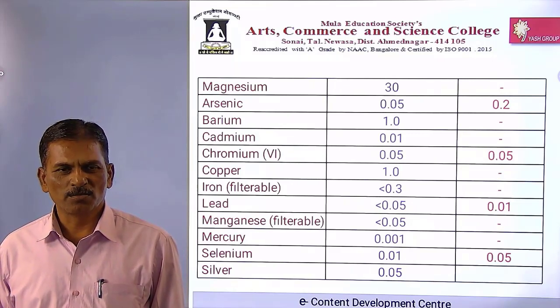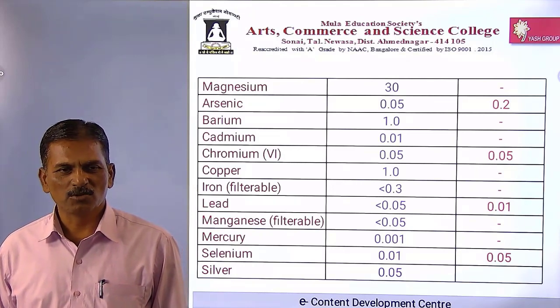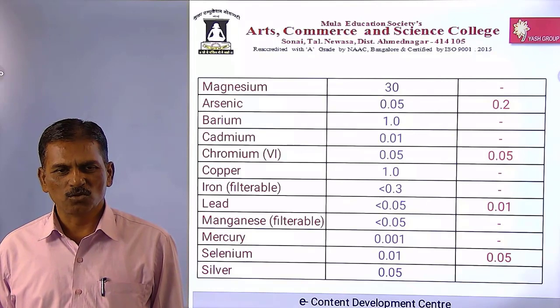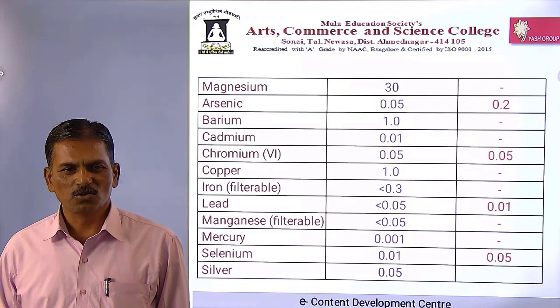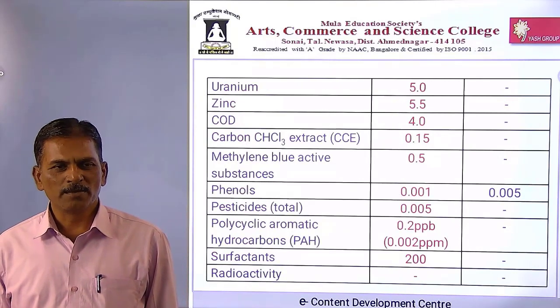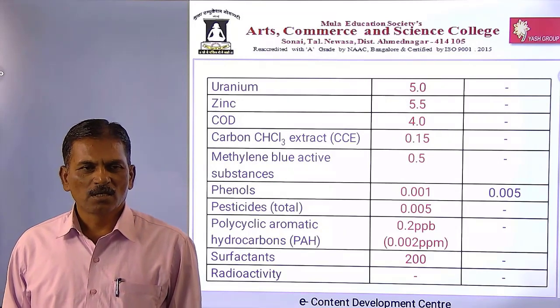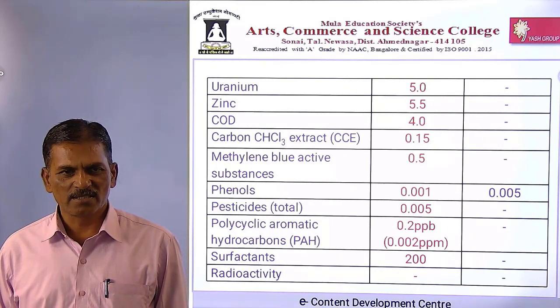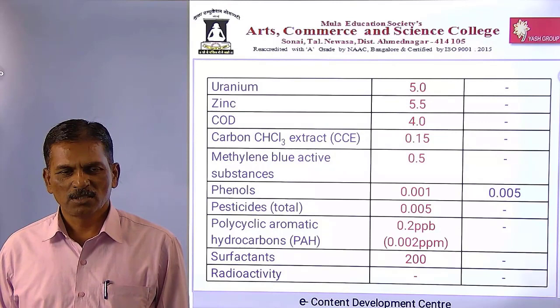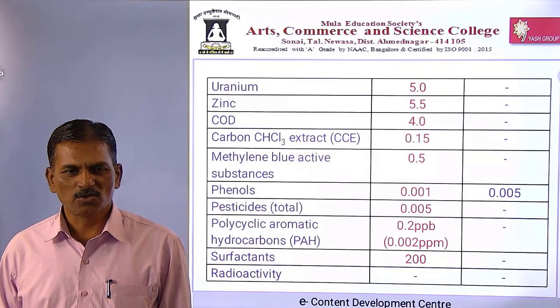Magnesium 30 ppm; arsenic 0.0 ppm, 0.2 ppm; barium 1 ppm; cadmium 0.01 ppm; chromium 0.0 ppm; copper 1 ppm; iron filtrable less than 0.3 ppm; lead less than 0.0 ppm and ISI 0.01 ppm; manganese filtrable less than 0.0 ppm; mercury 0.001 ppm; selenium 0.01 ppm, 0.05 ppm; silver 0.0 ppm; uranium 5 ppm; zinc 5.5 ppm; COD 4 ppm; carbon chloroform extract CCE 0.15 ppm; methylene blue active substance 0.5 ppm; phenols 0.001 ppm, ISI 0.005 ppm; pesticides 0.005 ppm.